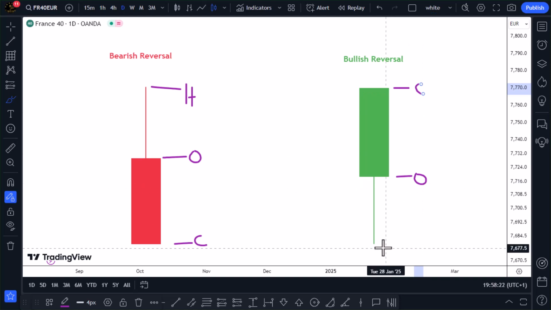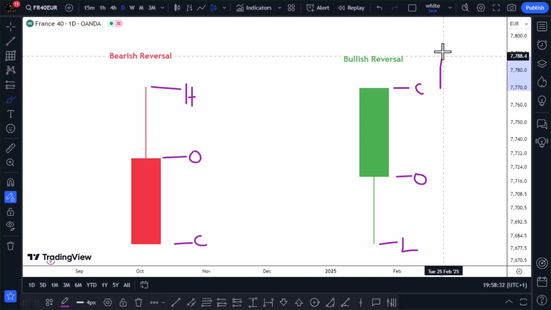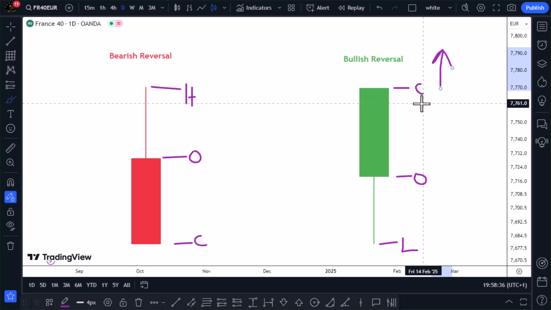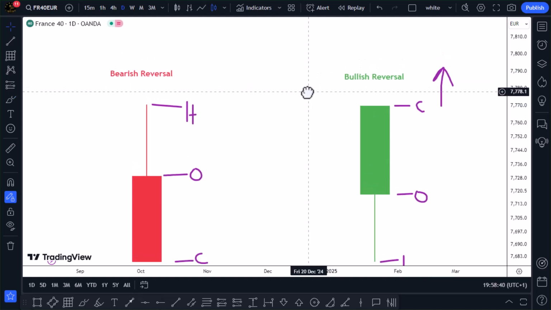So the low of this bar is right here, but there is no high at the top. Whenever this candlestick forms on your price chart, it means there's a higher tendency for the next candlestick to be in a buying direction, right? So this is what this candlestick means in the market.